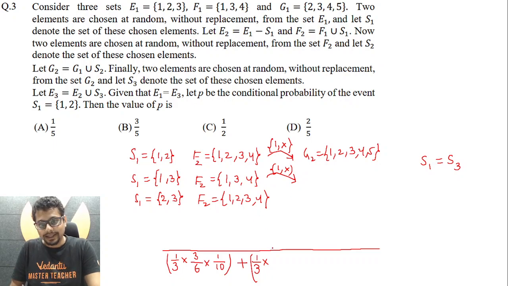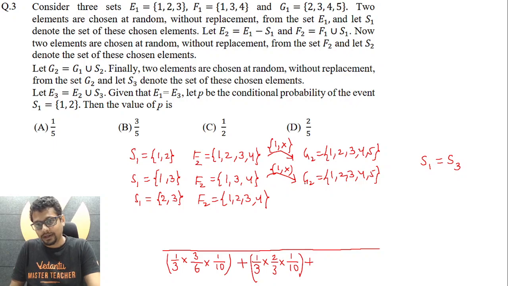So that means it essentially becomes, you may say, 2 by 3. Why? Because the favorable outcomes being 1 comma 3, 1 comma 4, and the total number of outcomes also involve 3 comma 4. So 2 by 3. So G2 becomes again 1 comma 2 comma 3 comma 4 comma 5, because G2 is G1 union S2. Now for S3 to be same as S1, S3 should be 1 comma 3. So again, the number of favorable outcomes is 1, and the total number of outcomes would be 5C2, which essentially is 10.